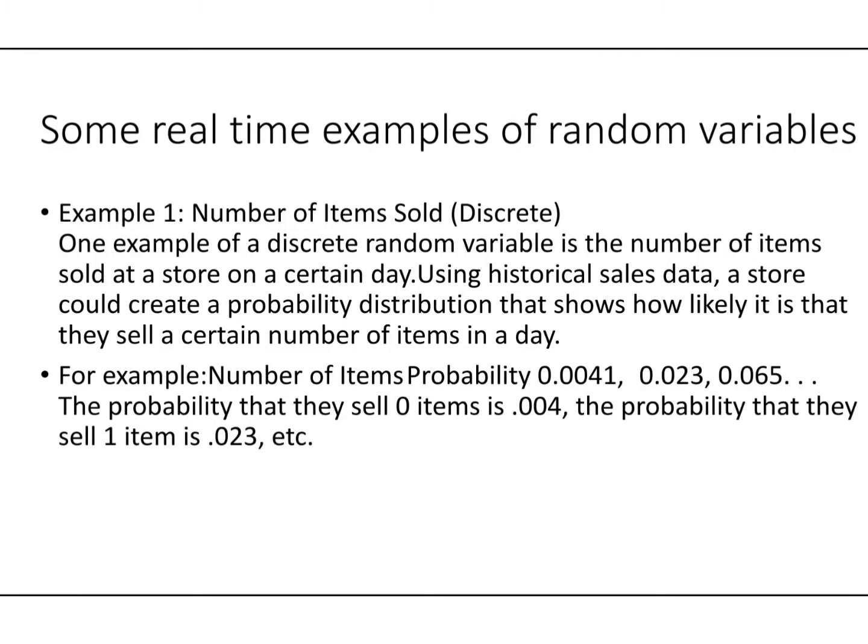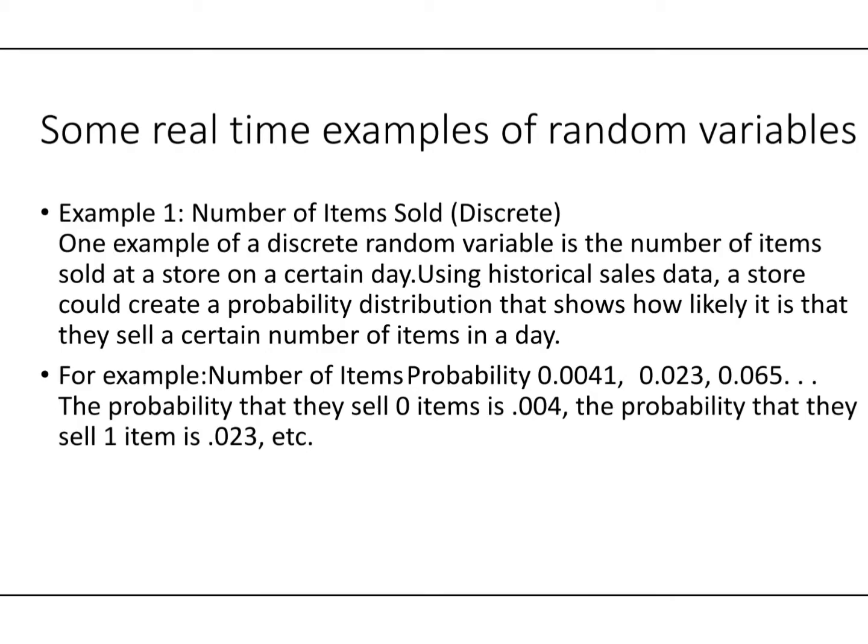Example number 1. Number of items sold. This is a discrete type random variable. One example of a discrete random variable is the number of items sold at a store on a certain day. Using historical sales data, a store could create a probability distribution that shows how likely it is that they'll sell a certain number of items in a day.